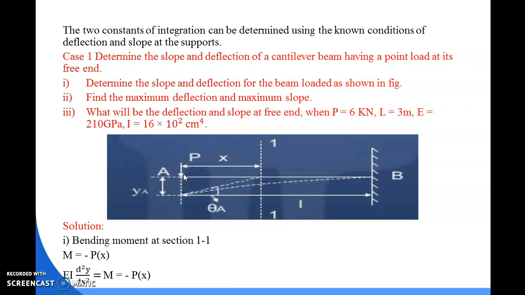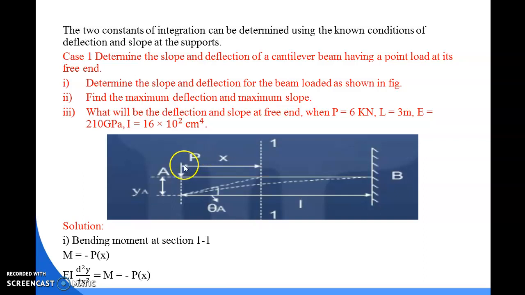We can say where the loading system is, at that point the deflection value is more. Here is your deflection, and this dotted line shows that due to the fixed end support, it can't deflect from its position. So the deflection will be only at the free end, and at that point we also get our slope value. Now we have to find the bending moment up to this point.